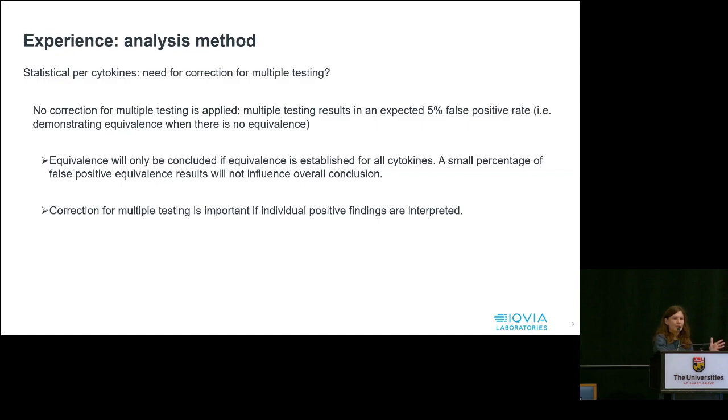If only a very low percentage of your cytokines show equivalence and all the others do not, the end conclusion will be that they are not equivalent. So for that reason, we also don't have to apply a correction for multiple testing.